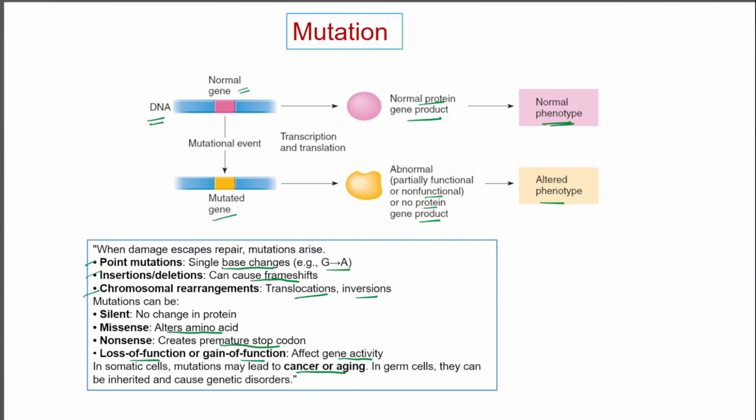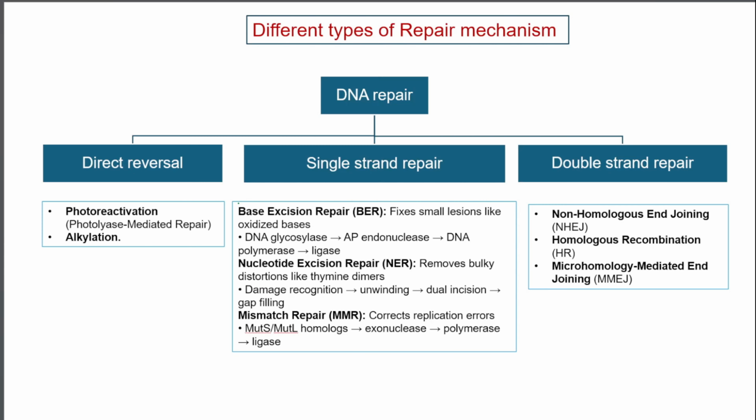So to prevent mutation, cells deploy repair systems. Cells use multiple DNA repair pathways to fix different types of damage and maintain genome integrity. These include direct reversal, single-stranded repair, and double-stranded repair. In direct reversal, the damage is reversed without replacing bases. One is photoreactivation, another is alkylation reversal. In single-stranded repair systems, one DNA strand is damaged, but the other strand can guide repair. And in double-stranded repair systems, both strands are damaged.